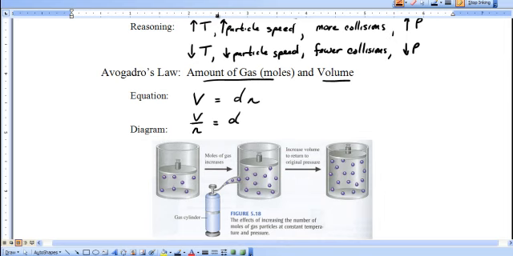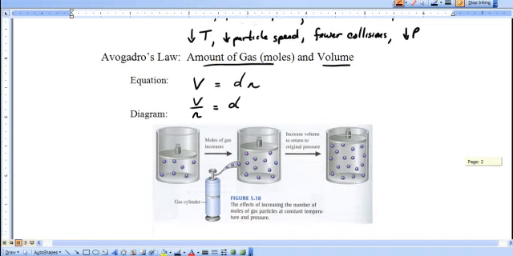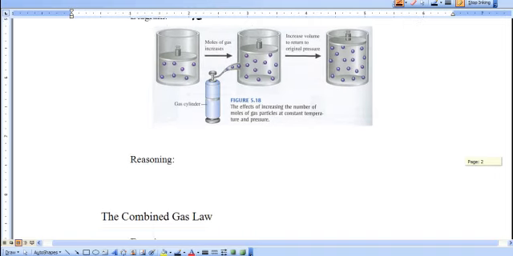As you increase the number of particles in a container, the volume is going to increase until it matches the original pressure. Now, you've experienced this by blowing up a balloon. The more air you put into a balloon, the bigger it expands, or the more volume that it's going to have. Now, why is this? Again, let's go ahead and scroll down to the reasoning.